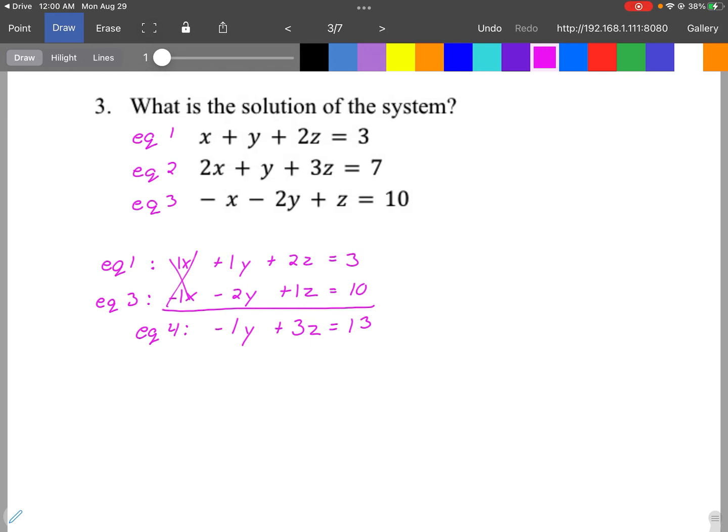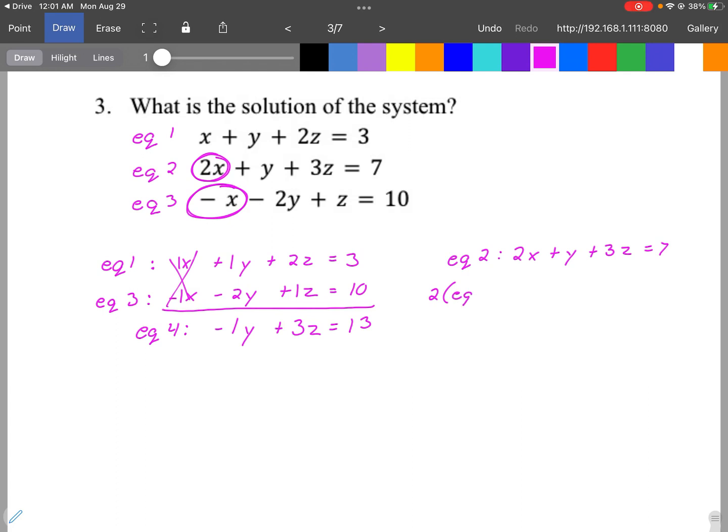Now remember, we need to go back up to the originals, and I canceled x in that first little step there. So I need to cancel x again. Now, I haven't used equation 2 yet, so I need to make sure I do that. So I'm going to take equation 2, just the way it is, 2x plus y plus 3z equals 7. And then, since I have a positive 2x here, I need a negative 2x to cancel it. So the easiest to modify is going to be this one, because in order to get a negative 2x, all I have to do is multiply by 2.